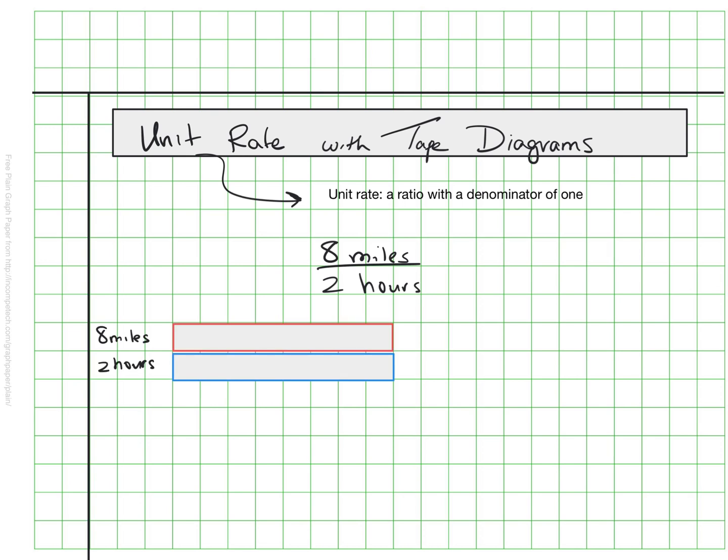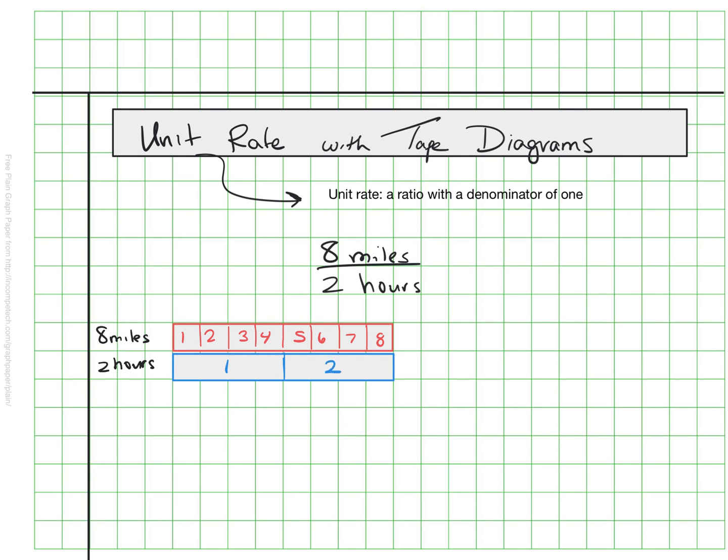I've set up the tape diagram to have 2 bars, right? 2 pieces of tape, essentially. One for our 8 miles and the other for our 2 hours. And I'm going to divide those up into pieces. I've broken the miles up into 8 pieces. I'm going to go ahead and break my hours up into 2.